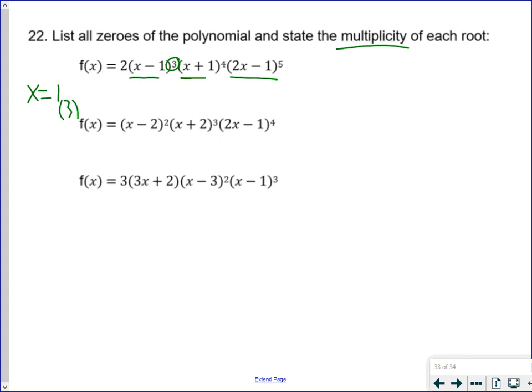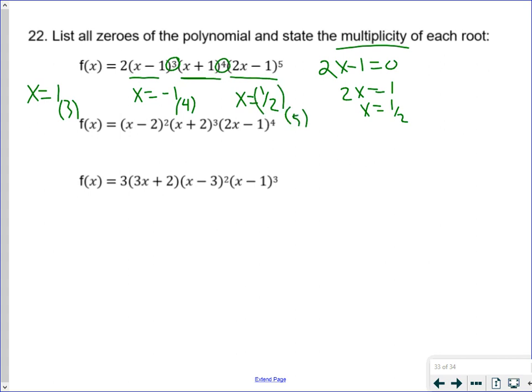Next, we have x plus 1. That gives us a zero of negative 1. And we see it happens 4 times, so it has a multiplicity of 4. And lastly, we have 2x minus 1. We set that equal to 0. You end up getting 2x equals 1, or x equals 1/2. So x equals 1/2 will have a multiplicity of 5. It happens 5 times, so that's what we get.